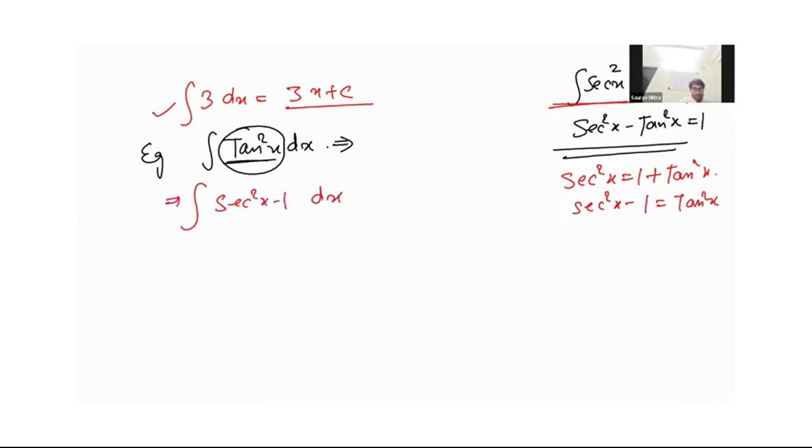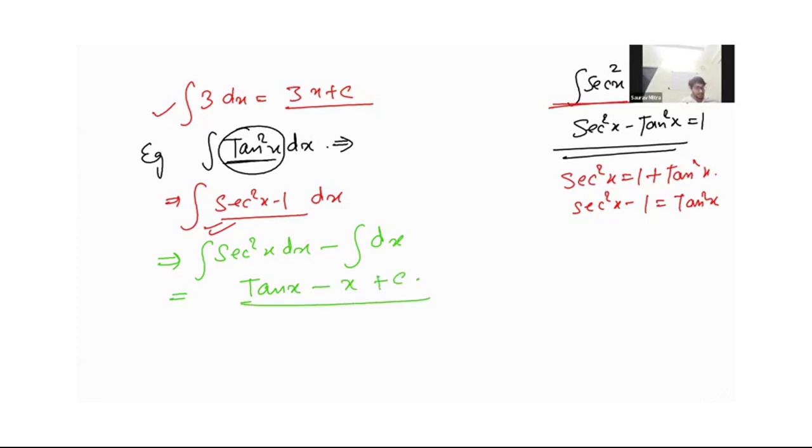Now we have converted tan square x into sec square x minus 1 because we don't know the integration of tan square x. So we converted to a function whose formula we know. We know the integration of sec square x. That's why we converted here. So we will do term-wise integration: integration of sec square x dx minus integration of dx. We know the integration of sec square x is tan x, and the integration of the constant, here no function is there, is x plus c. And this is our answer.